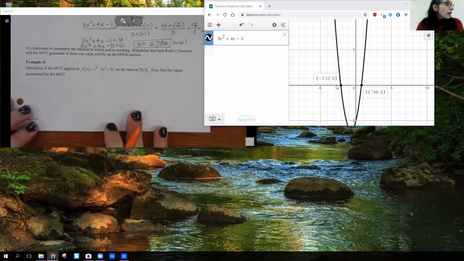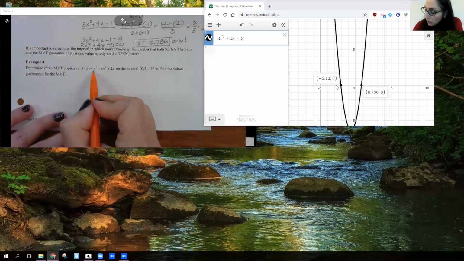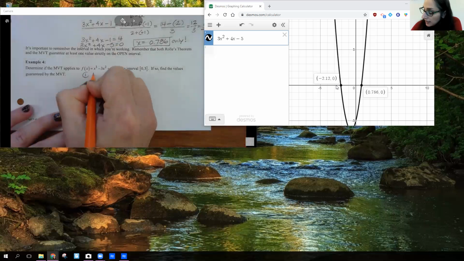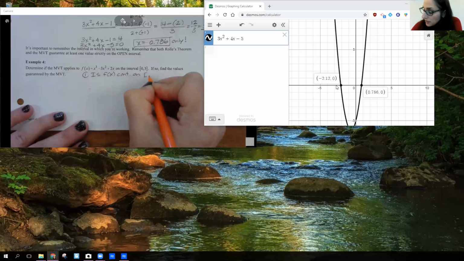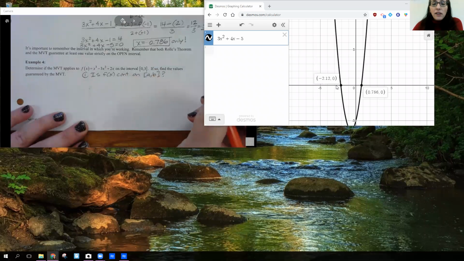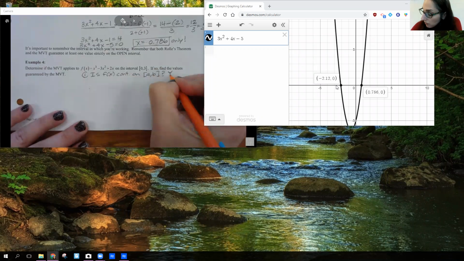So example 4, determine if MVT applies on this interval. If so, find the values guaranteed. So here we are, polynomial. So is f of x continuous? A lot of my students are like, do I have to write this down every time? Yes, you do, because when you write it down, it helps you remember it. If you don't write it down, you will not remember it as well. It solidifies it when you make yourself write that question every time. So anyway, the answer is yes.